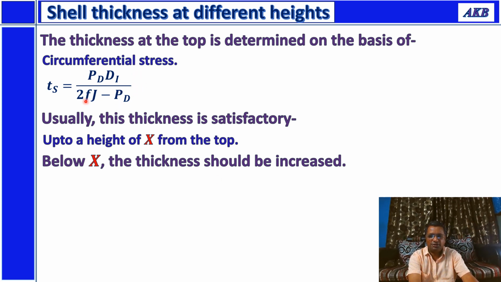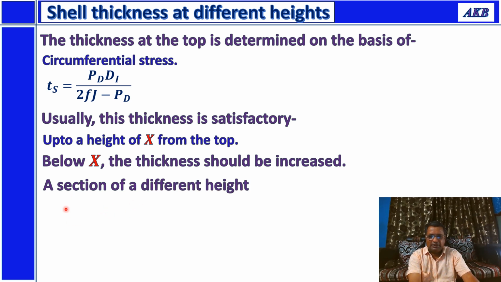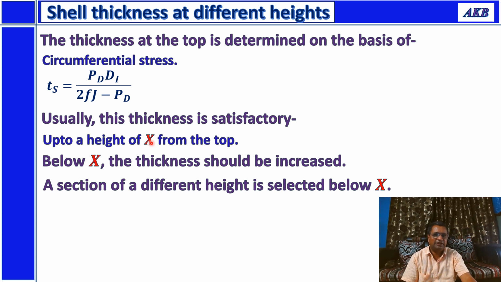The thickness will be increased beyond this thickness. A section of different height is selected below X. So again, you have to repeat the analysis. When you start with X, you calculate all the stresses. You calculate the combined stress on the upwind side and the combined stress on the downwind side. Use the design criteria for the upwind side and the design criteria for the downwind side, and get the value of X.